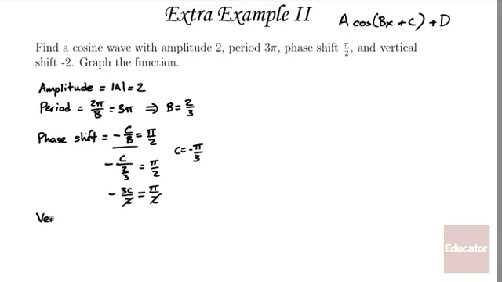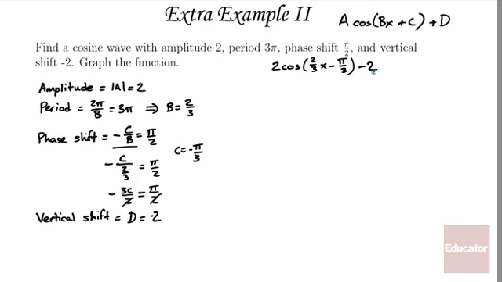And finally, the vertical shift is d, which is negative 2. So we figured out what a, b, c, and d are. That means that our equation is a is 2 cosine of 2/3 x minus pi over 3, minus 2. So we figured out the first part of the problem, which is to find the equation. Now we're going to do the tricky part, which is graphing it.